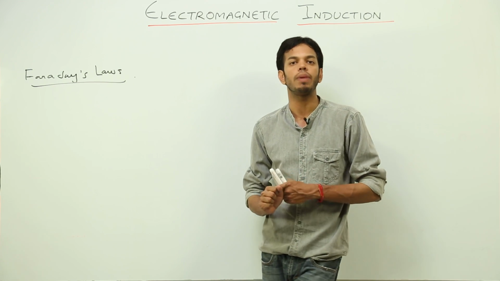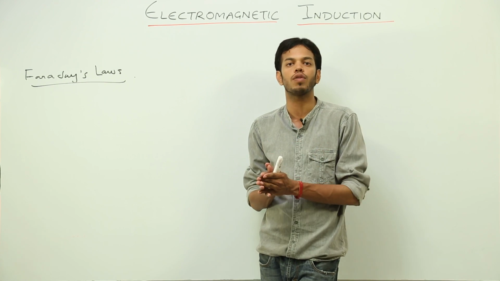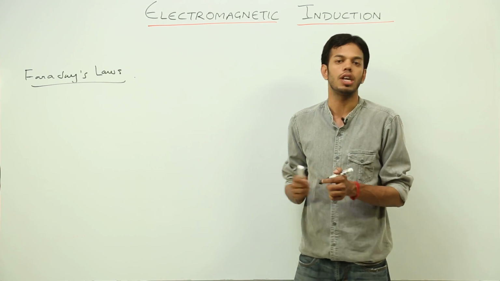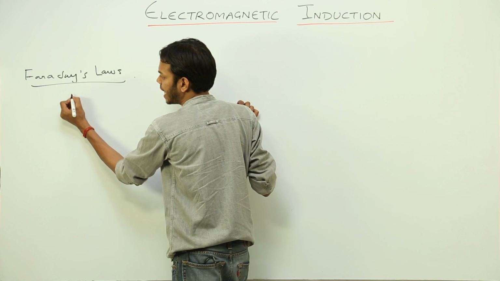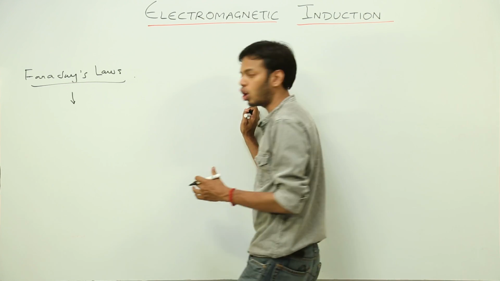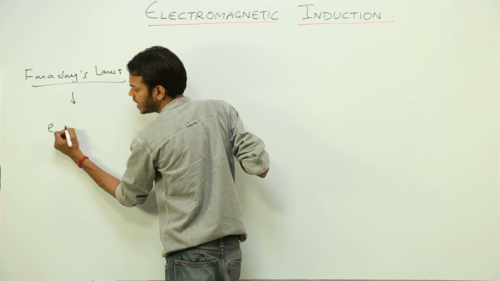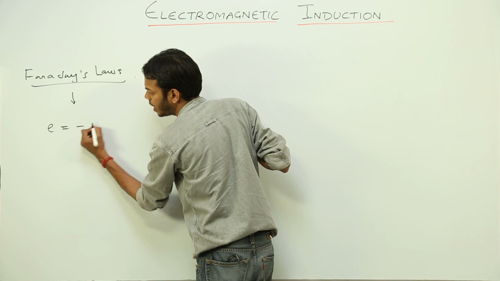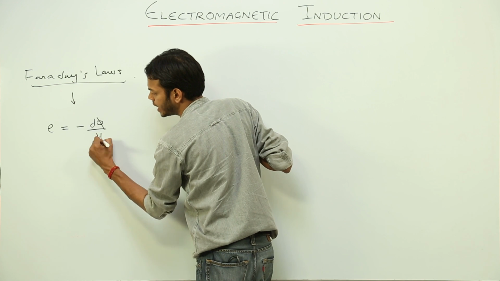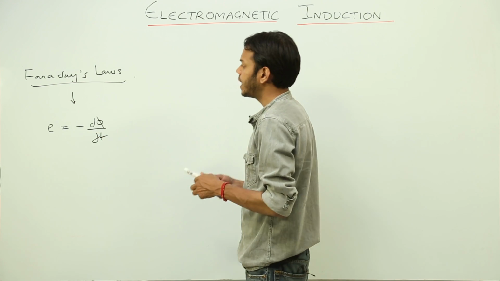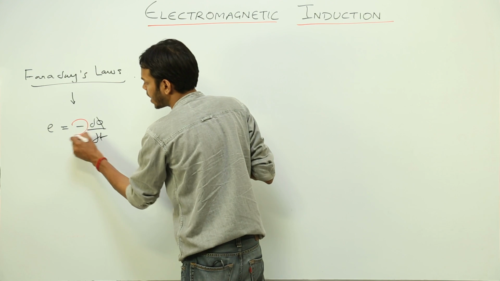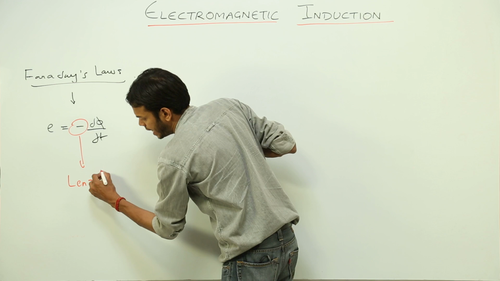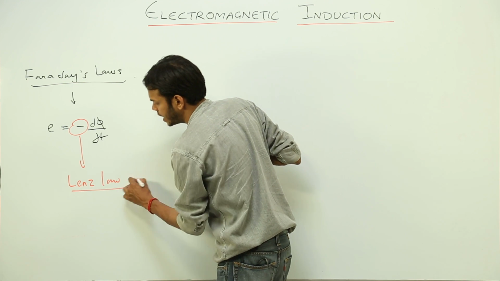We also discussed magnetic flux, which is magnetic field into area of cross section. The third thing was the magnitude of induced EMF. We derived an expression for that, the mathematical form of Faraday's law. Induced EMF is directly proportional to the rate of change of flux, through which we devised this formula, minus d phi over dt. Now in this formula, this negative sign was given by Lenz's law. So we'll start this lecture from Lenz.